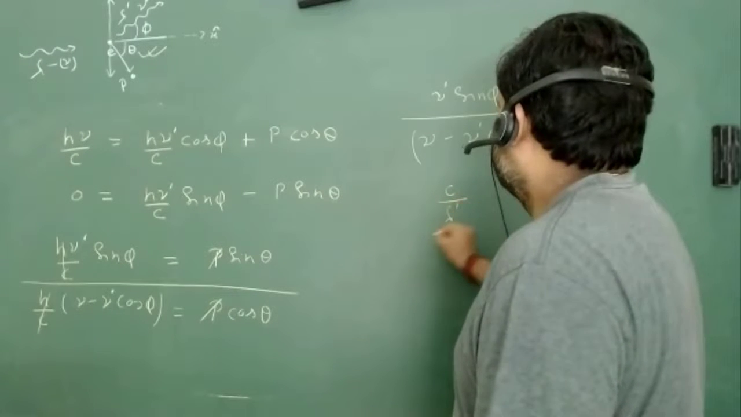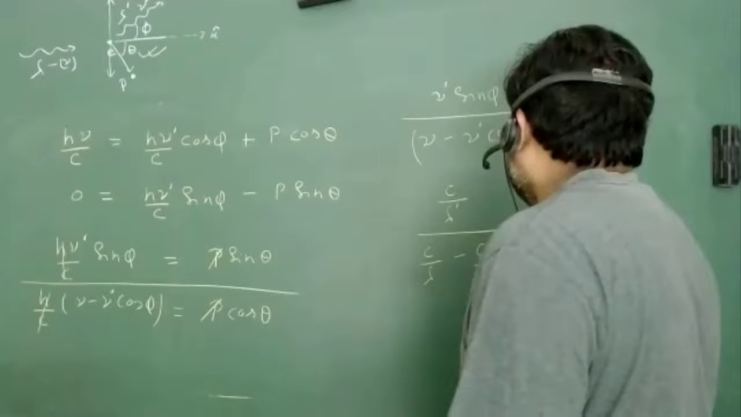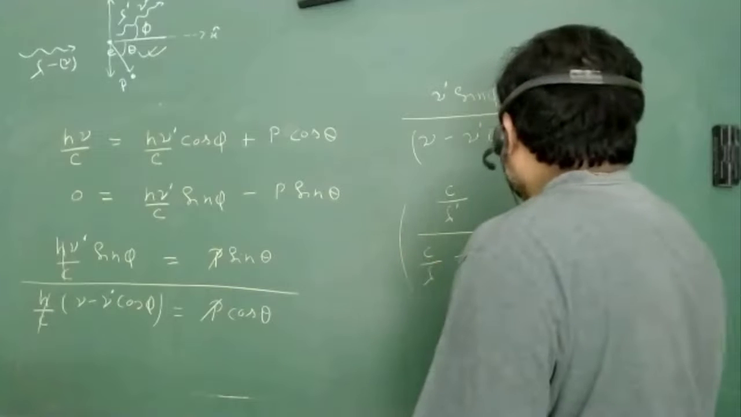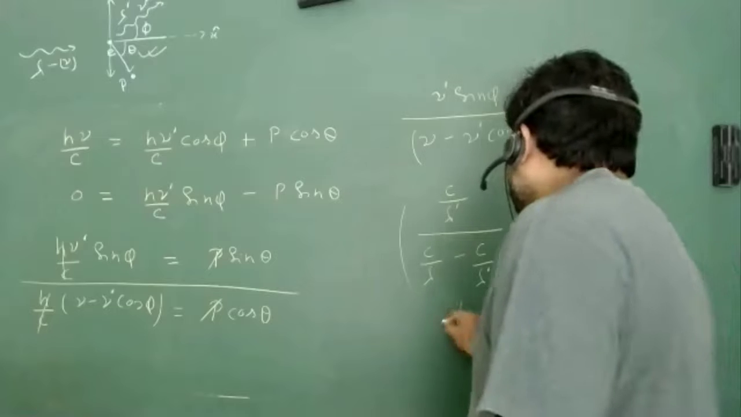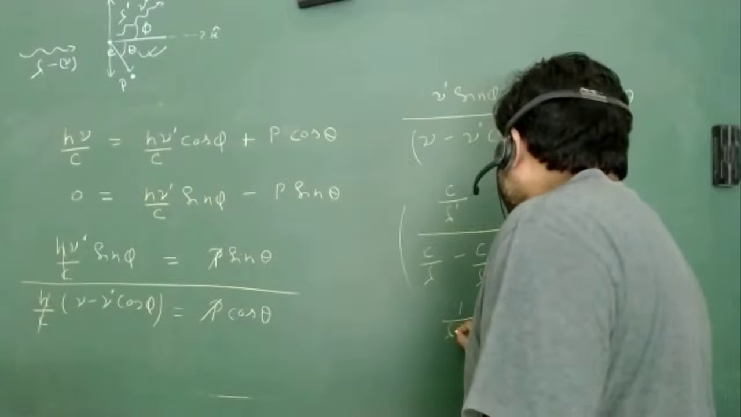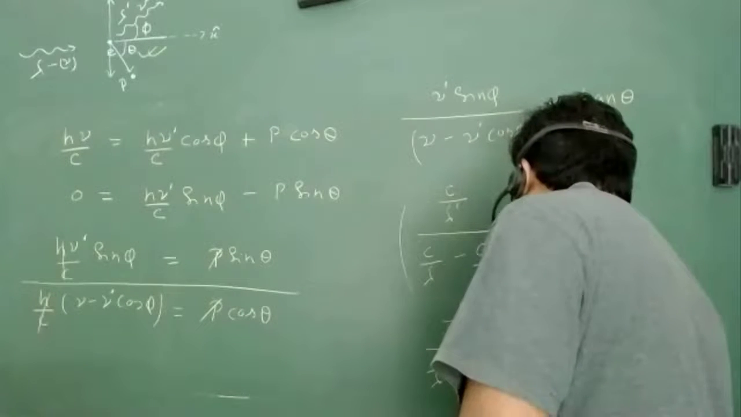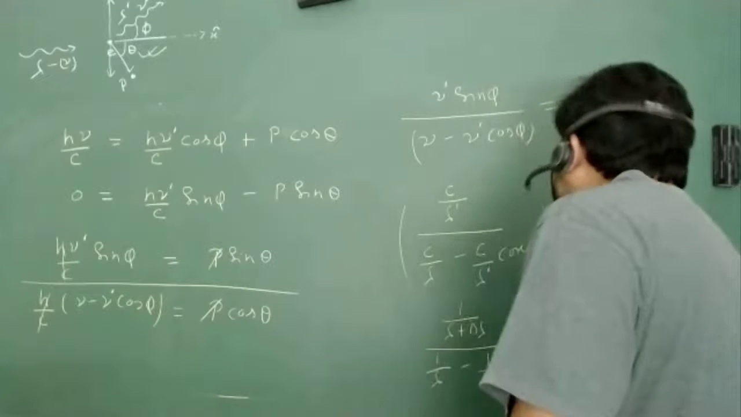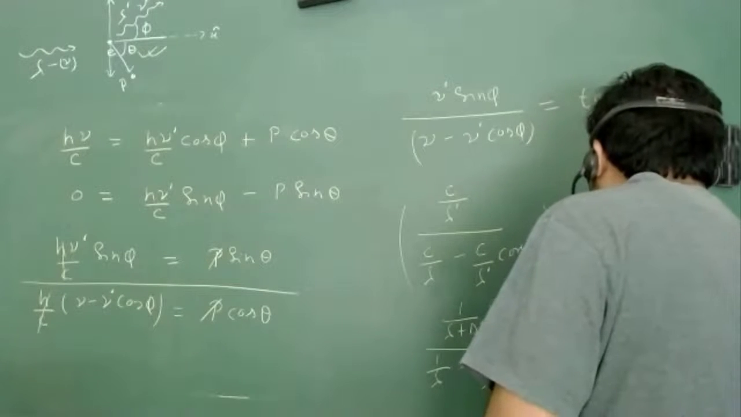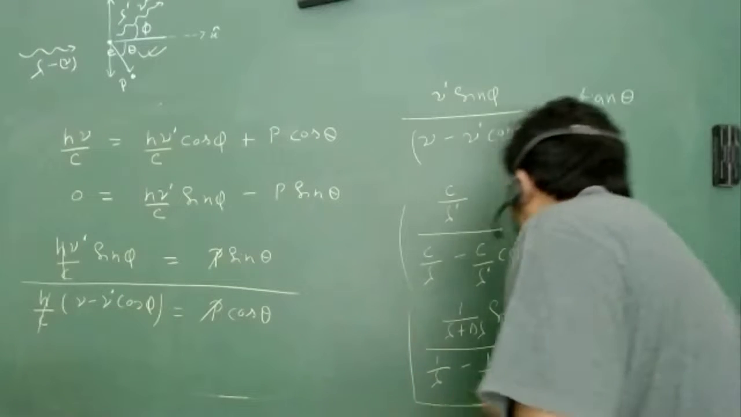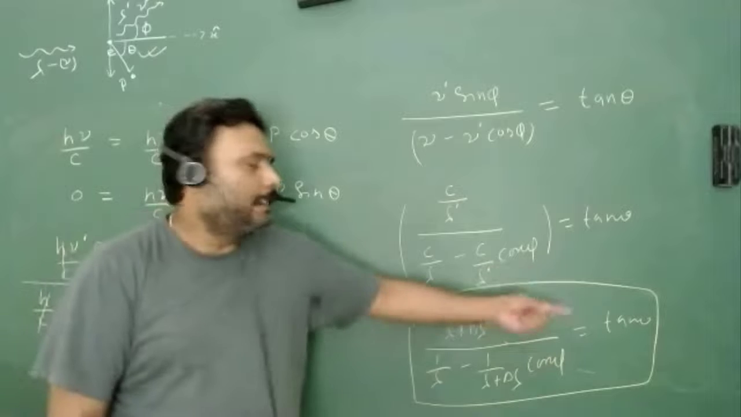Again, you can write c upon λ' sin φ by (c upon λ − c upon λ' cos φ) must be equal to tan θ. Then you can write 1 upon λ', meaning λ plus Δλ, by 1 upon λ minus 1 upon (λ plus Δλ), with sin φ and cos φ, must be tan θ. So once you can calculate Δλ, you can calculate each and every thing.